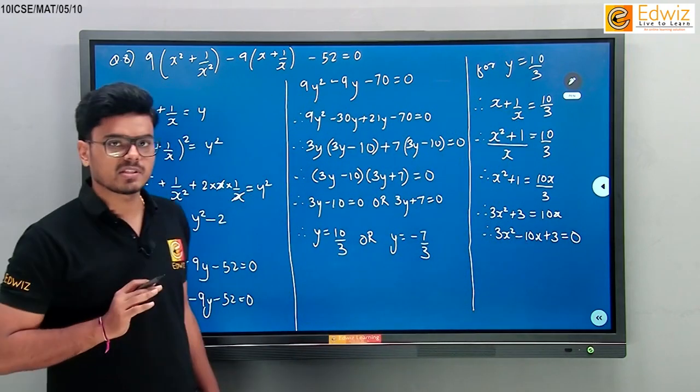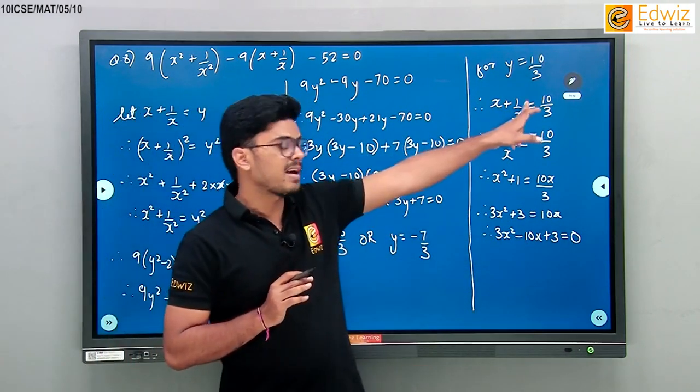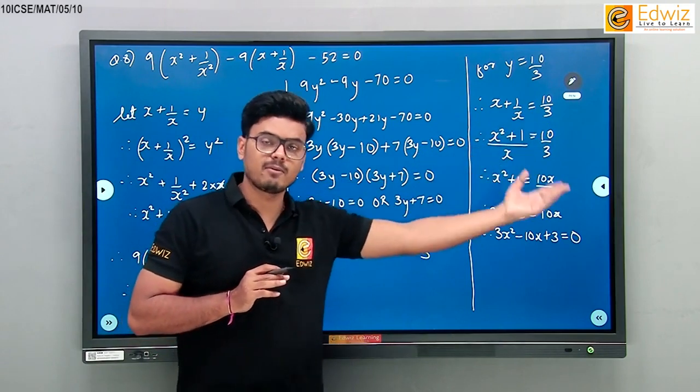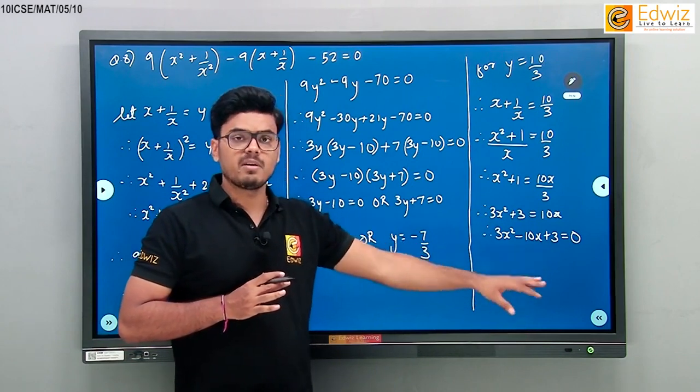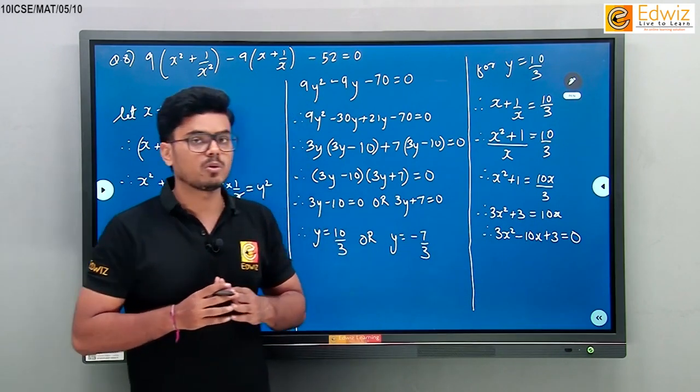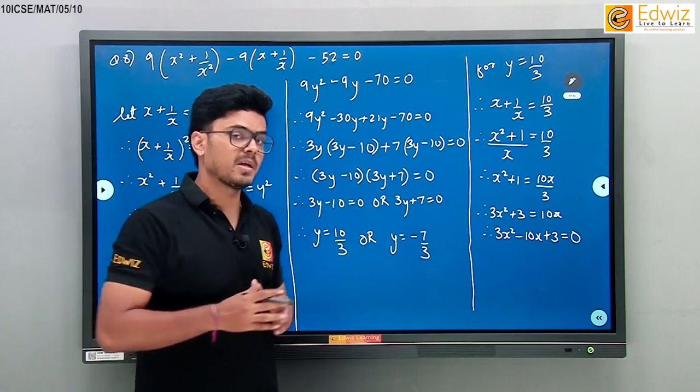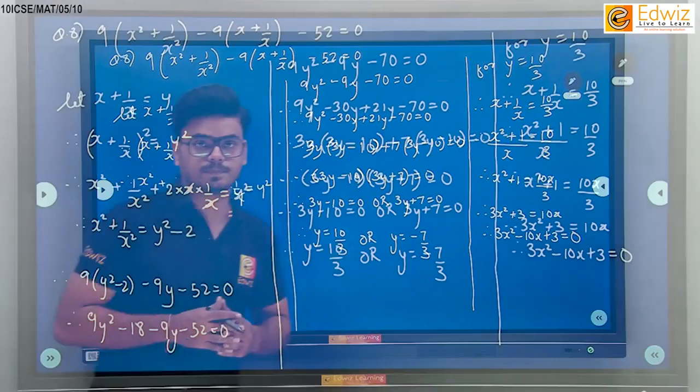We need to solve this equation again, but this is only one of the values of x plus 1 upon x. Similarly, we'll have to do it for the other one. So I want you to note down till here. Then we'll move on to the next part. I'll give you 1 minute to note this down. Then we'll solve the remaining question on the next page.